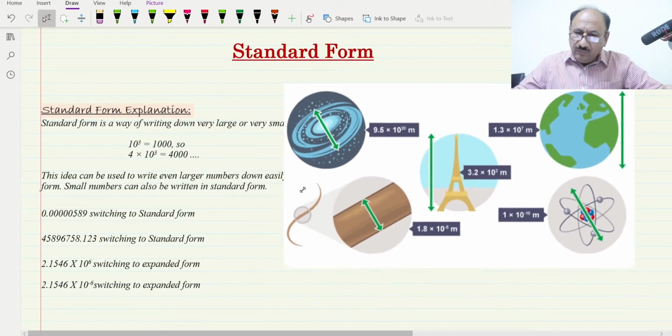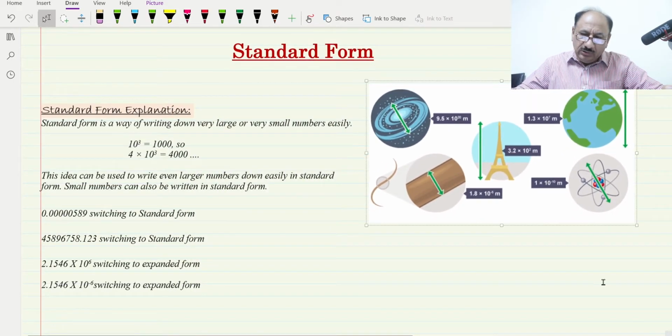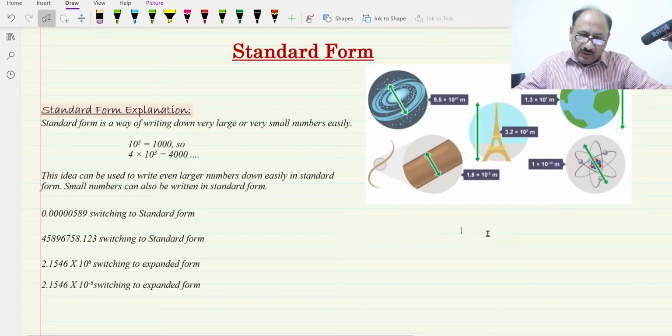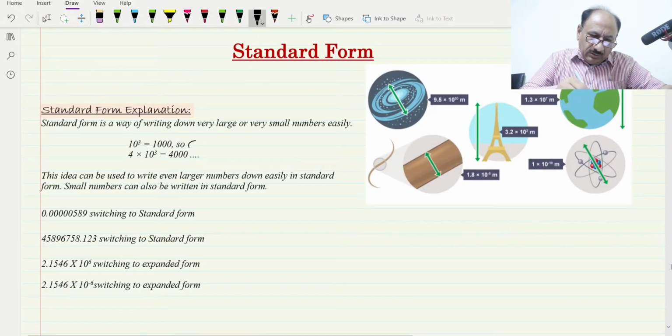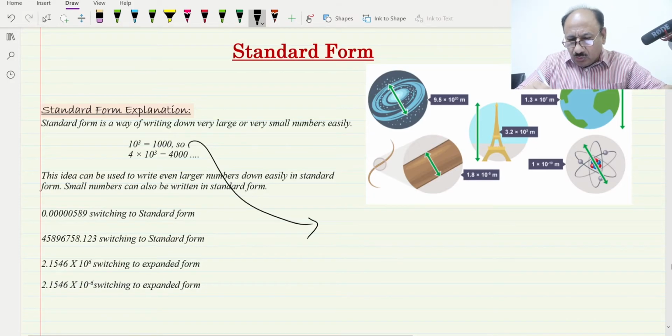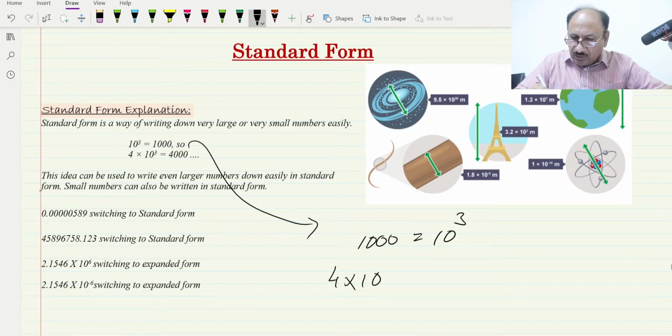Now we can understand it better like this. You should know that, for example, 1000 can be written as 10 raised to the power 3, or if it is 4 into 10 raised to the power 3, it means this is 4000, and this is what we are writing in the raised to the power format.